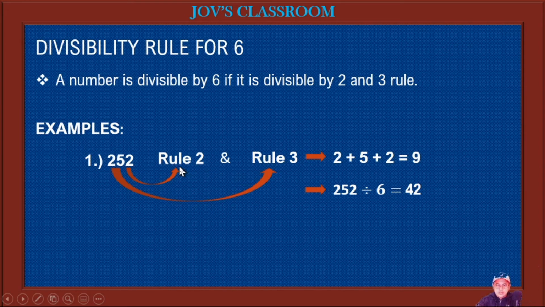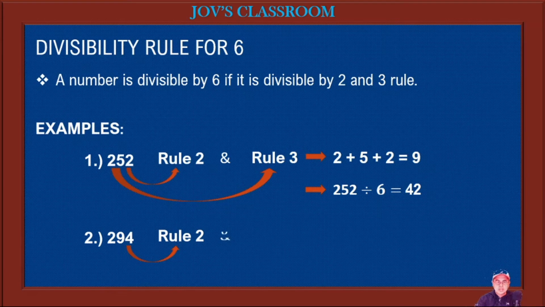If rule number 2 or rule number 3 does not satisfy the condition, then the number is not divisible by 6. So for example, 294. Again, apply rule number 2. The last digit is 4. It's even, so that is divisible by 2.